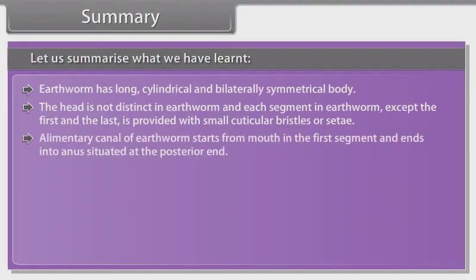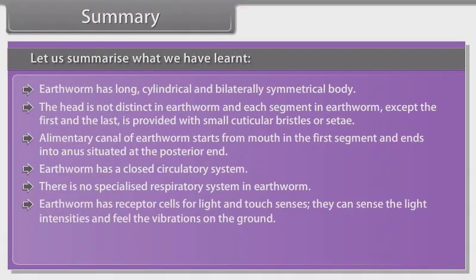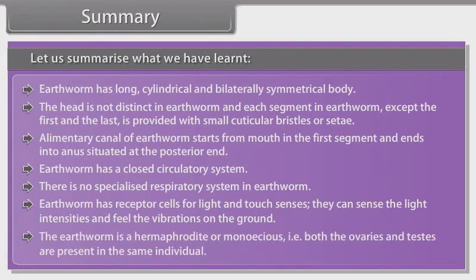Alimentary canal of earthworms starts from the mouth in the first segment and ends into anus situated at the posterior end. Earthworm has a closed circulatory system. There is no specialized respiratory system in earthworm. Earthworm has receptor cells for light and touch senses. They can sense the light intensities and feel the vibrations on the ground. The earthworm is a hermaphrodite or monoecious, that is, both the ovaries and testes are present in the same individual.